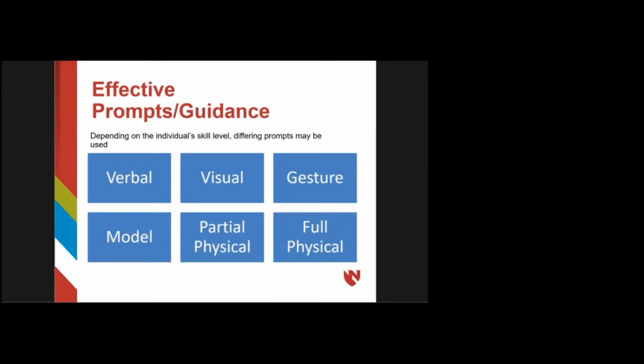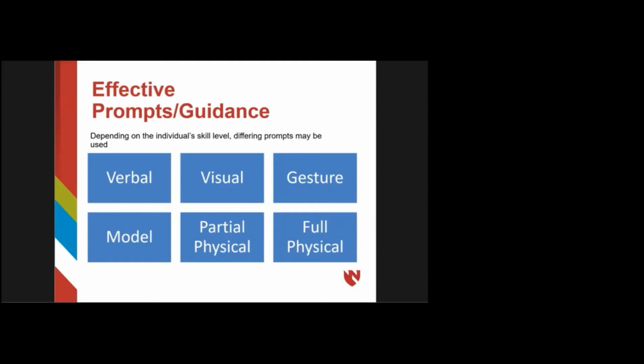And then we have two types of physical prompts. Partial physical prompting is when you prompt the individual using light physical touch. That would be like gently guiding the child's elbow to initiate shaking hands, while a full physical prompt would be prompting the individual fully through the action by taking their hand and then fully prompting them to shake hands with another individual.